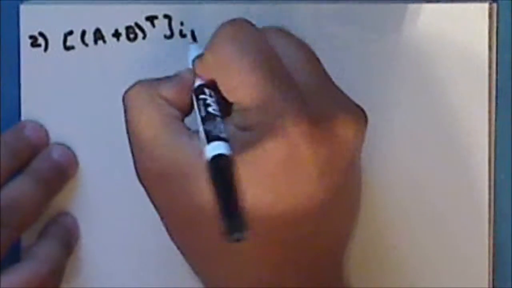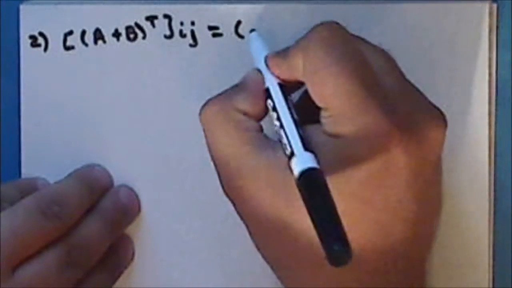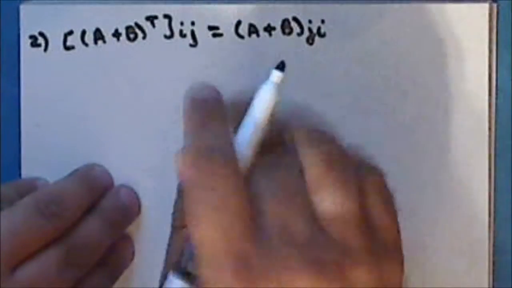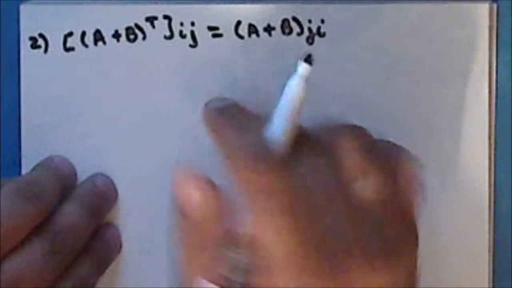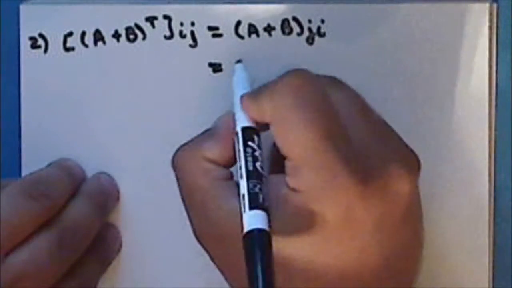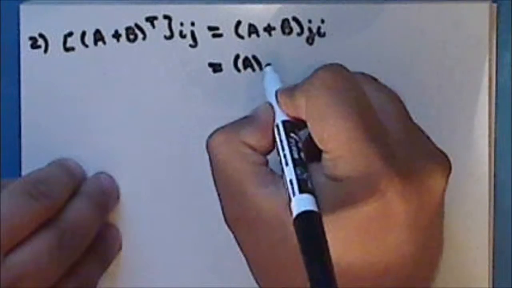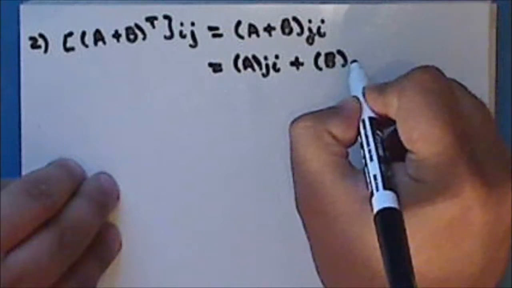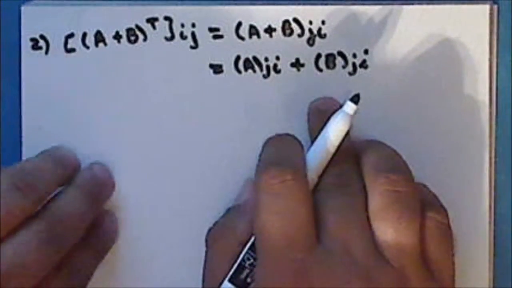So second statement. The entry in row I, column J, of the transpose of the sum A plus B is the entry in row J, column I, of the sum A plus B. This is the sum of the entries in row J, column I, of the matrix A, and row J, column I, of the matrix B.